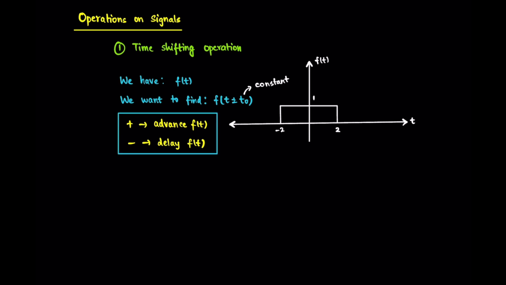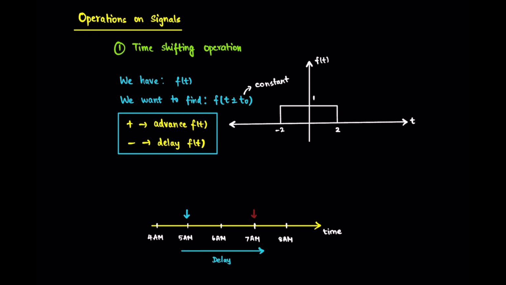To better understand advancing and delaying, let me take the time axis. In this time axis, let's say you have to wake up at 5 am, and you wake up at 5 am but decide to sleep for 2 more hours. Here you want to delay your sleep from 5 am to 7 am. When you are trying to delay something, it goes from left to right. Similarly, for signals, if you delay the signal, it shifts right.